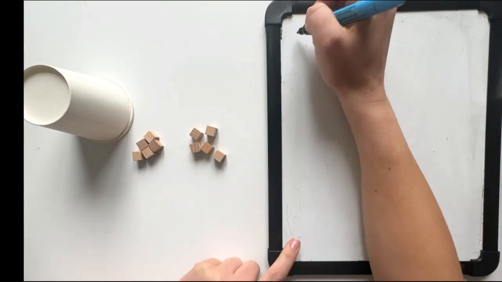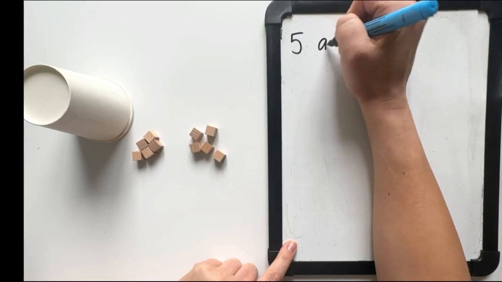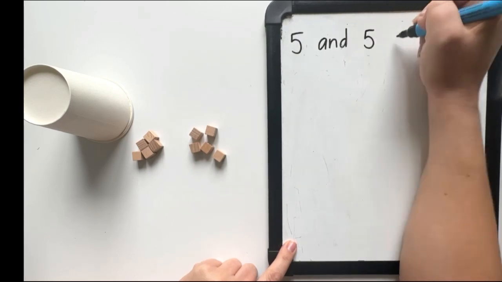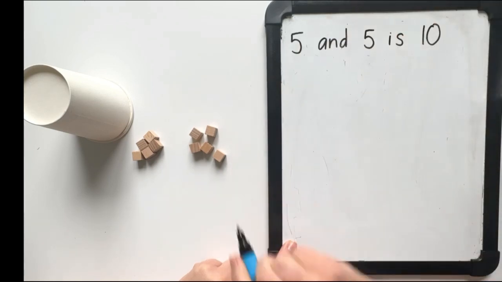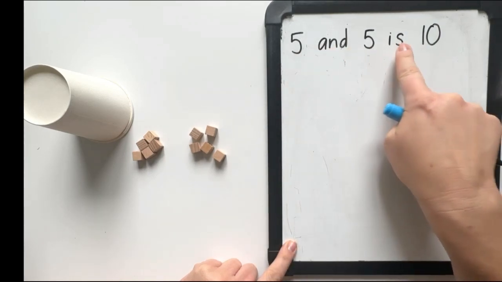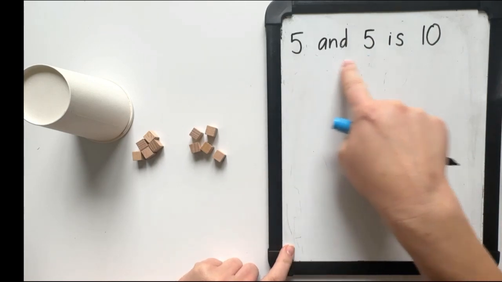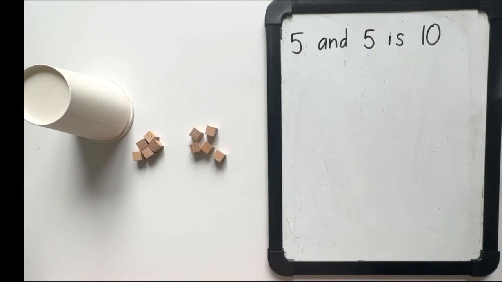Today I'm going to record that like this. 5 and 5 is 10. I wrote a number sentence. 5 and 5 is 10. You can write this too. Record it onto your paper or your board because we're writing down the smaller combinations within 10.